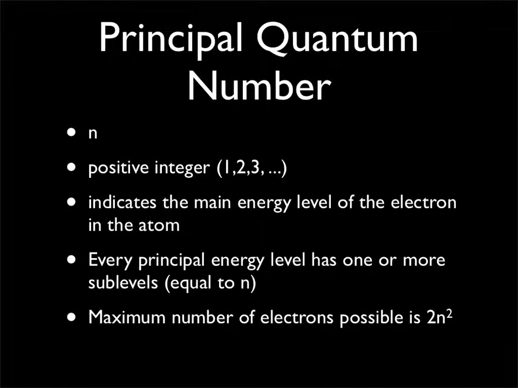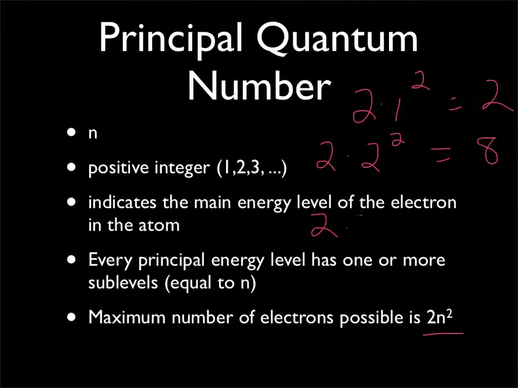The total maximum number of electrons that you can have in your level is given by the equation 2n squared. If I'm talking about level 1, what's 2 times 1 squared? 1 squared is 1, times 2 is 2. So in the first level, I can only have 2 electrons. In the second level, it's 2 times 2 squared. 2 squared is 4, so 2 times 4 is 8. Third level, 2 times 3 squared: 3 squared is 9, times 2 is 18.